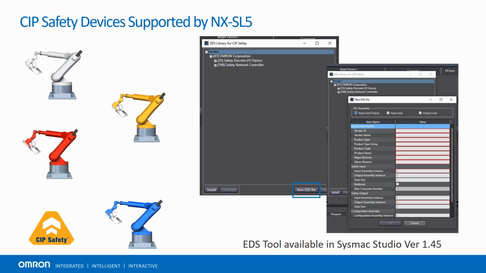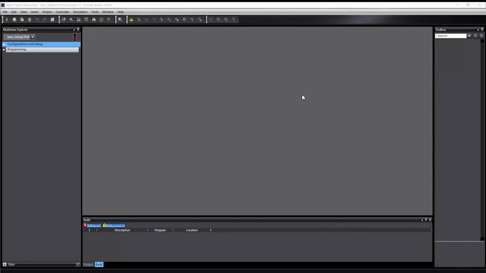Omron has developed a new EDS tool that will be integrated into Sysmac Studio starting with version 1.45. This tool can be used to quickly and easily create the EDS file for third-party CIP Safety devices, so they can be added to the network. Let me show you how to create an example EDS file using this tool in Sysmac Studio.